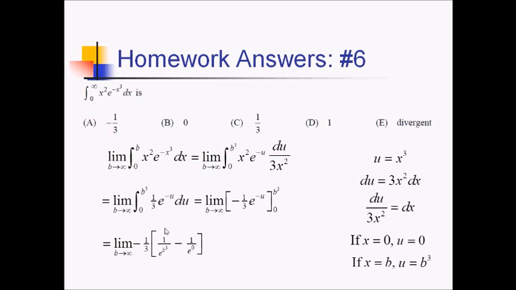So now plugging in infinity here, that means I have a bottom-heavy function right here, this 1 over exponent going to infinity. So this goes to 0. We essentially have negative 1/3 times 0 minus 1. So negative 1/3 times negative 1 then, which is positive 1/3, which is choice C.